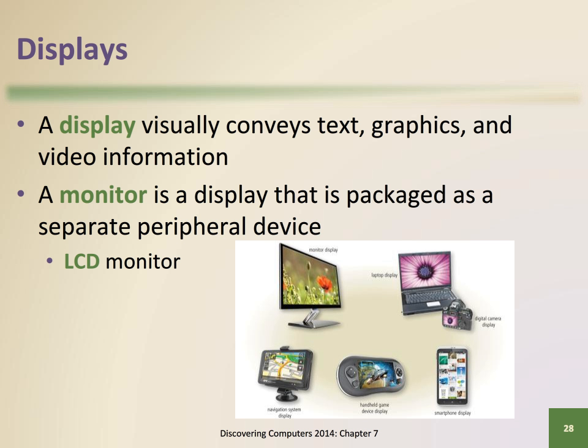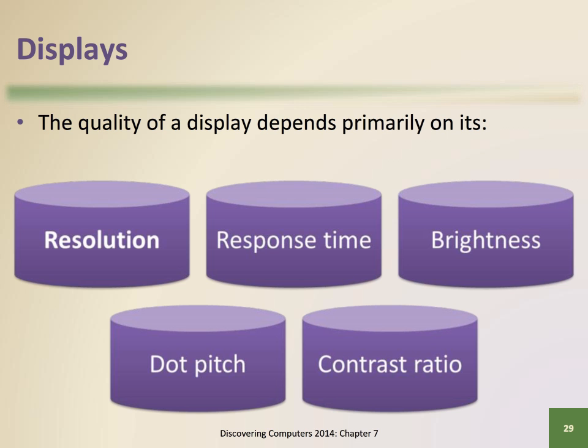A display device is a hardware component that can visually convey text, graphics, and video information to one or more people. The information shown on a display device is known as soft copy. One example of a display device is the LCD monitor. The LCD monitor is also known as a flat panel monitor. Display quality depends primarily on its resolution, response time, brightness, dot pitch, and contrast ratio.